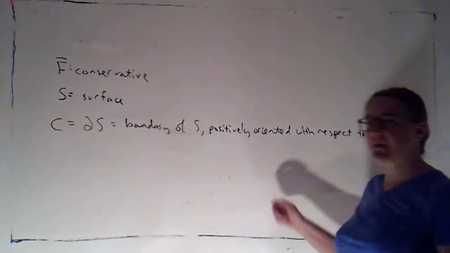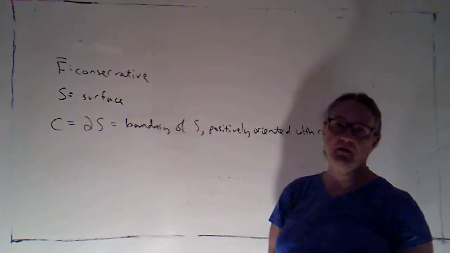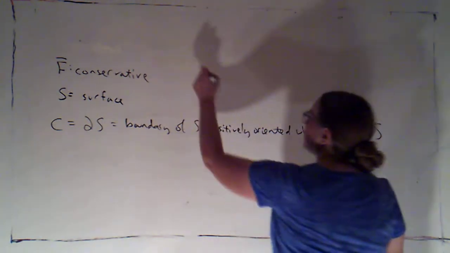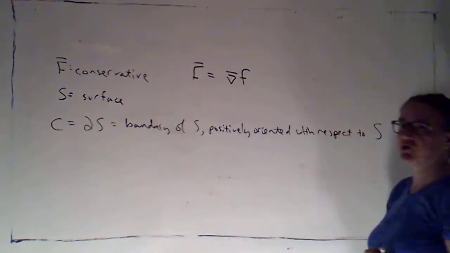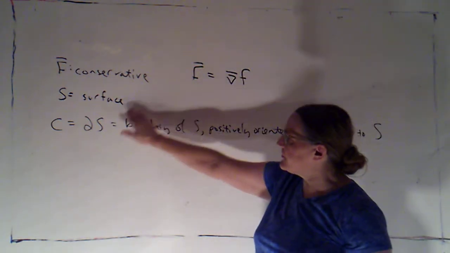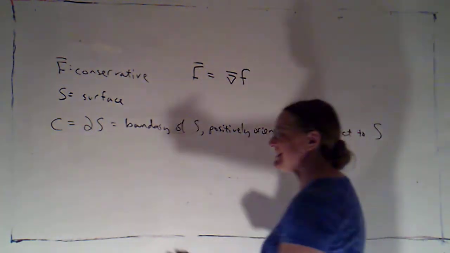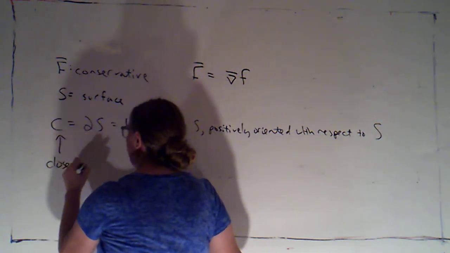Okay, I just want to relate what we've been talking about with Stokes' theorem to something that we talked about earlier in this chapter, which is conservative vector fields. So if f is a conservative vector field in 3-space, remember that just means that f is the gradient of some potential function. Now, if S is a surface and C is its boundary curve, that tells me that C must be a closed curve.